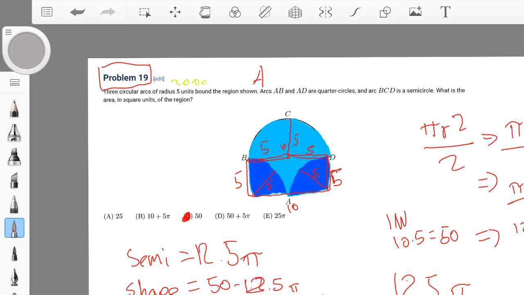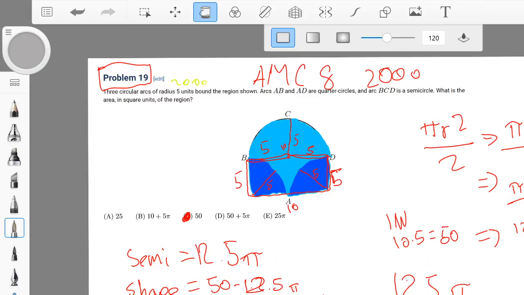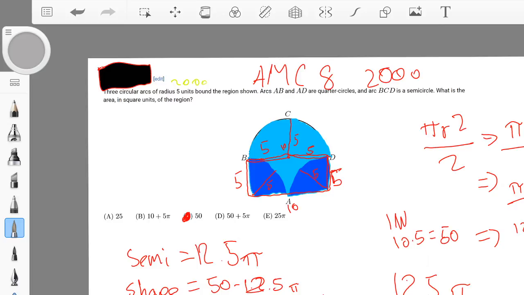So, AMC 8, 2000 and problem 19. Oh, that didn't work very well.